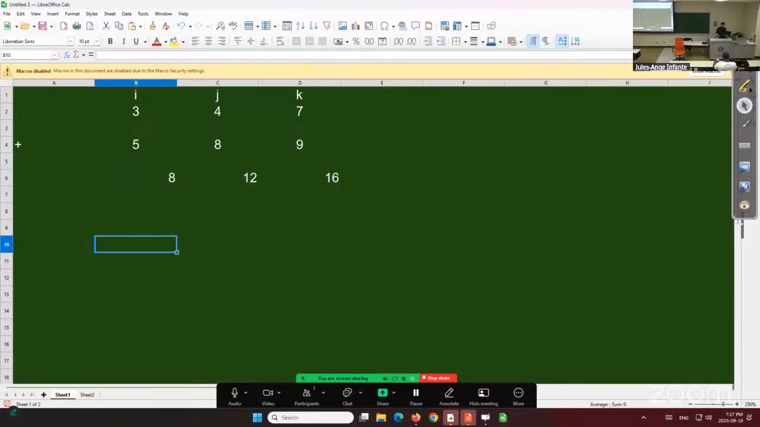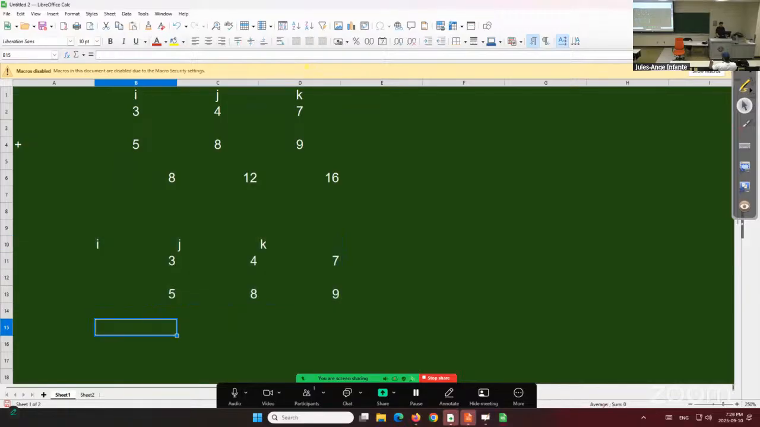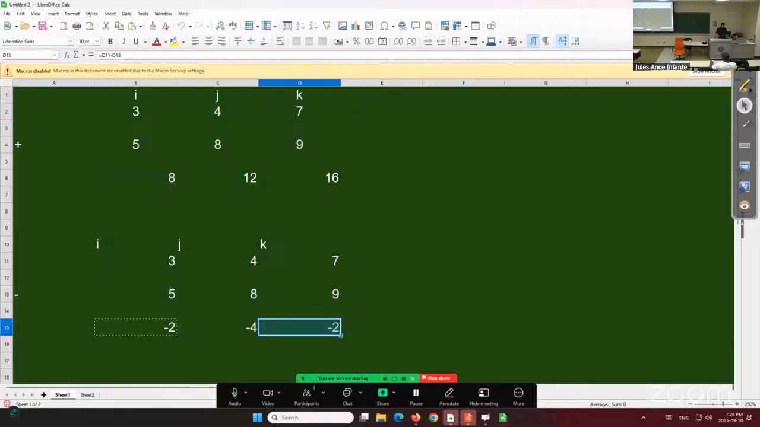Okay. So let's say that I want to subtract those vectors. How do I do it? In the same way, right? 3 minus 5, and I repeat for each of the components. Okay, that's fine.